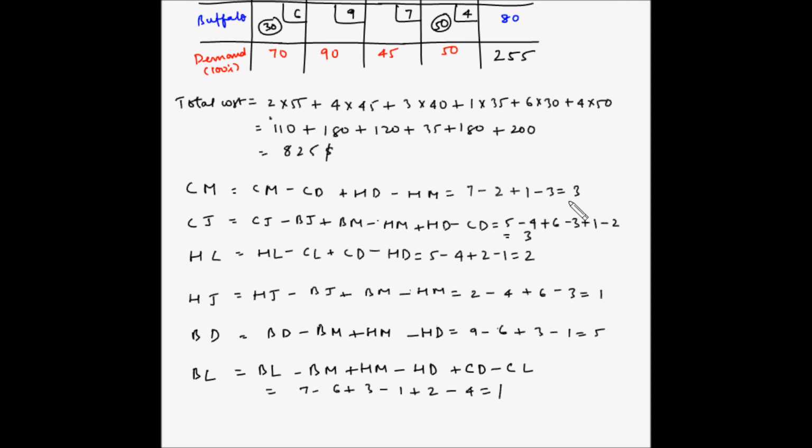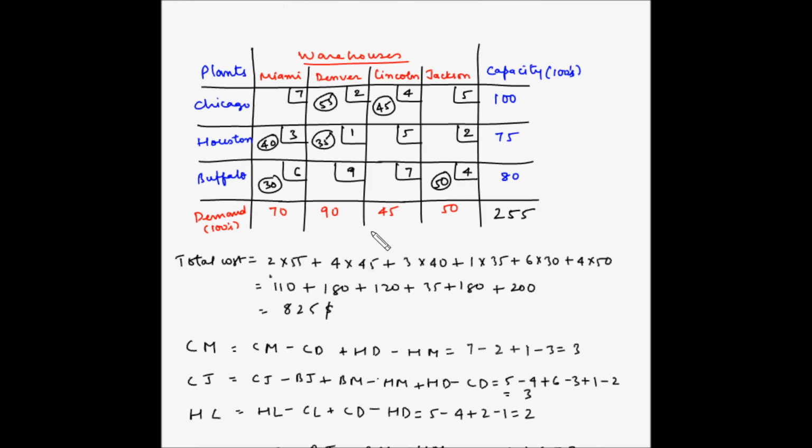So now we will evaluate the net cost change values. All the net cost change values here for the unallocated squares have a positive sign. What this means is that if we make an allocation change such that we allocate to any of the unallocated squares, then the cost is going to increase. Had any of these signs been negative, then that would have indicated that the cost can be reduced by making a change in the allocation. So at this point, because all the signs are positive, we have achieved the optimal solution.